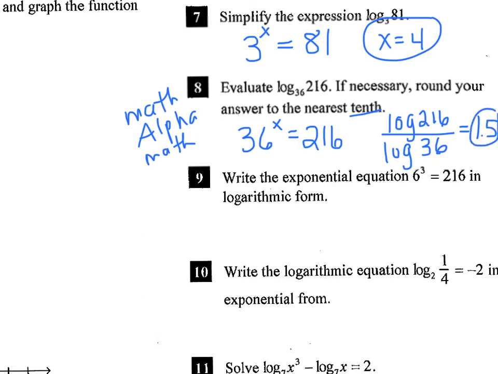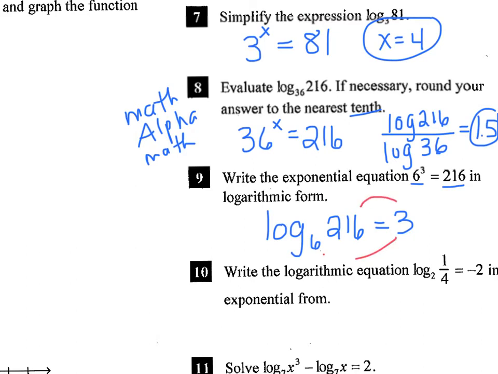Number 9, we need to do the same thing we did up in number 6. We need to write log of the base, which is 6, of the answer, which is 216, equals the exponent, which is 3. How do you check it? 6 to the 3rd power equals 216.